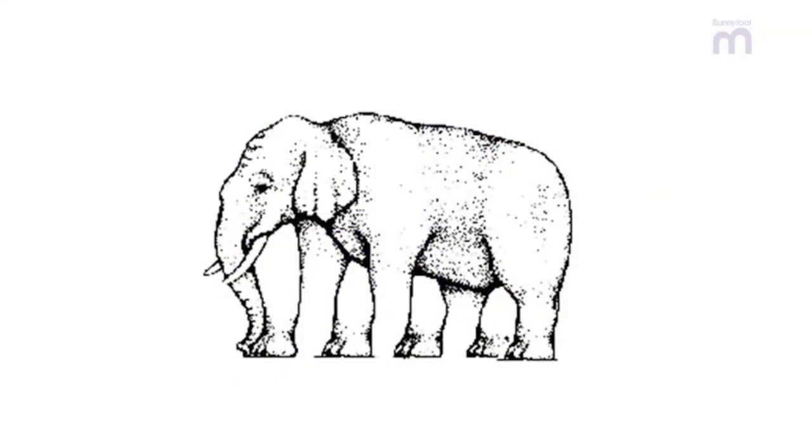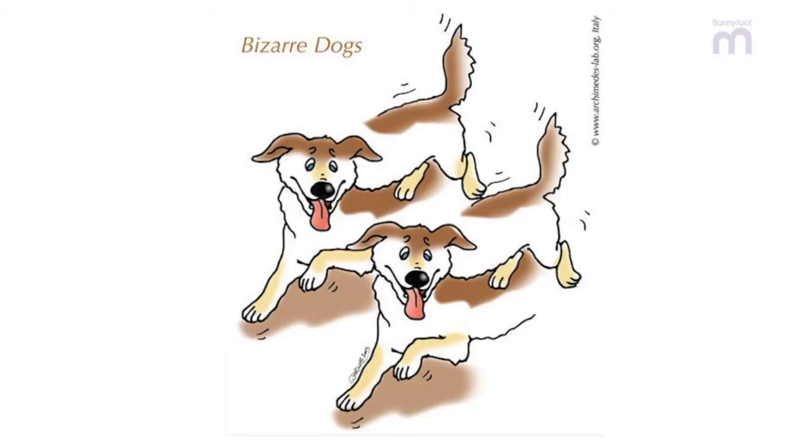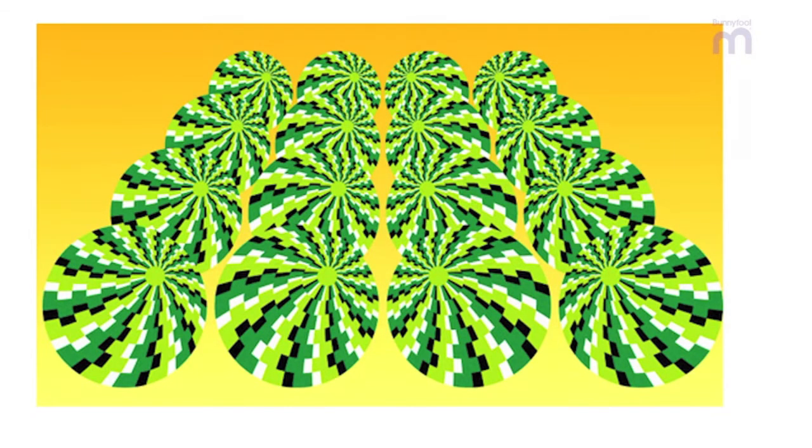What about this one? So count the elephant's legs. That's all about context. Count the dog's legs. That's all about context as well. You can start to play with colour. You can start to play with colour and form and orientation.